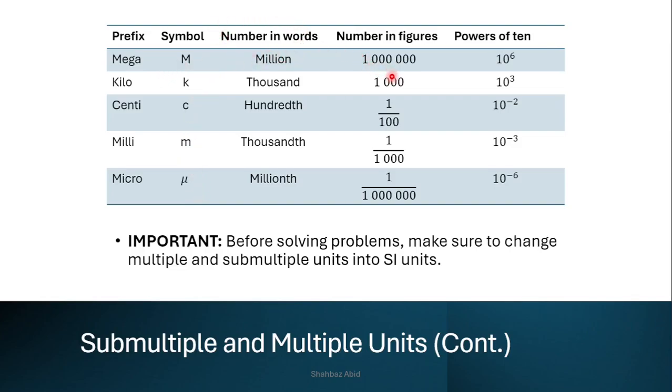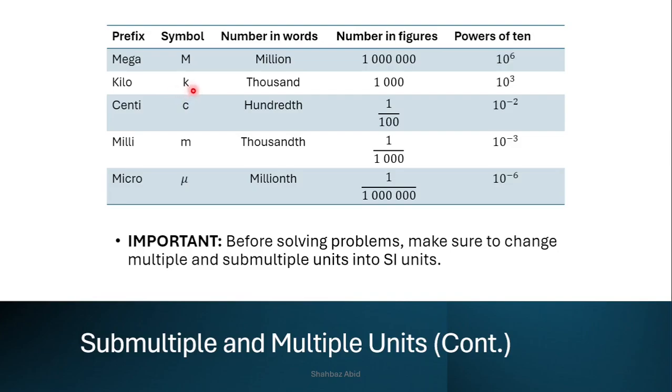Mega means 10 raised to the power 6, which is 1 million. So how to read this table? This is very important. 1 mega of any base unit is equal to 10 raised to the power 6 of the base unit. In other words, it is 1 million of the base unit.